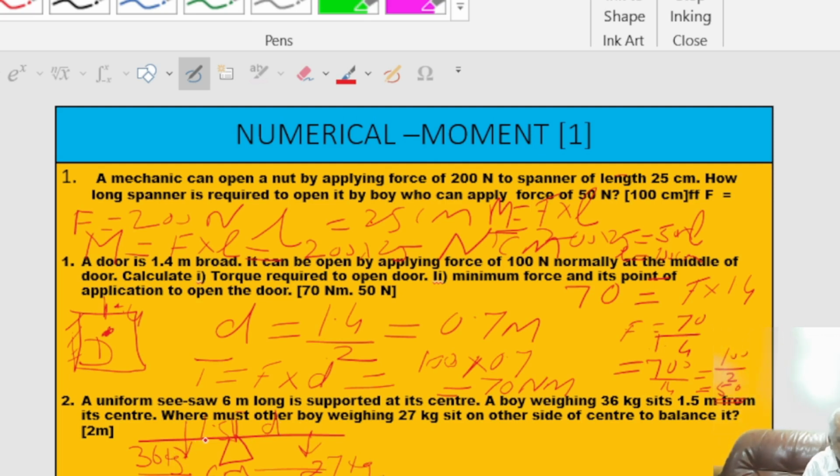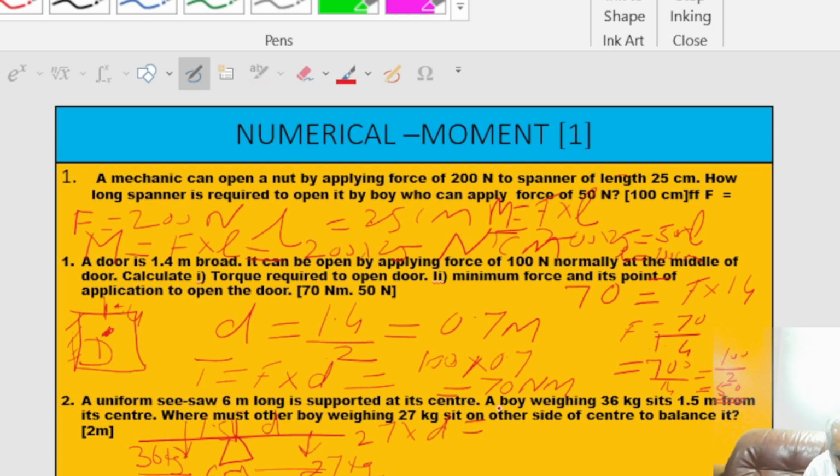So now it is in balance. You can use the principle of moment, W1 into L1 equal to W2 into L2. Taking moment about the center, this moment is in anti-clockwise direction and this moment is in clockwise. By the principle of moment, clockwise moment equals anti-clockwise moment. So 27 multiplied by D is equal to 36 multiplied by 1.5.